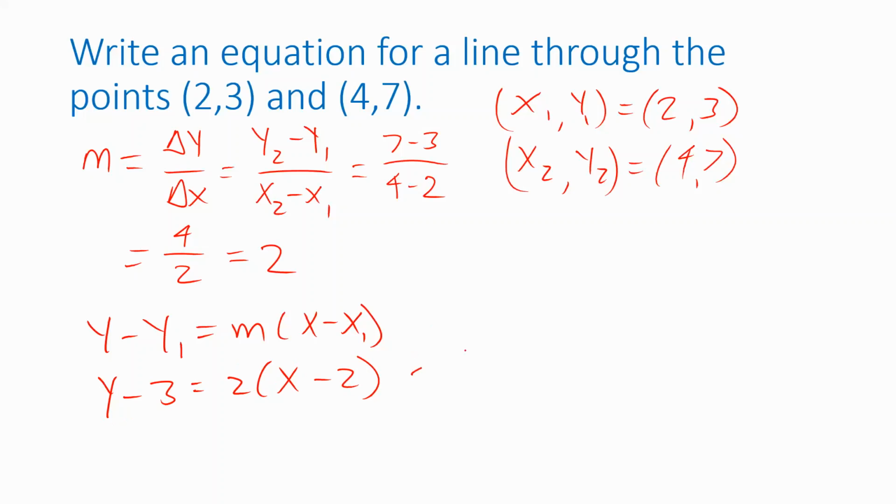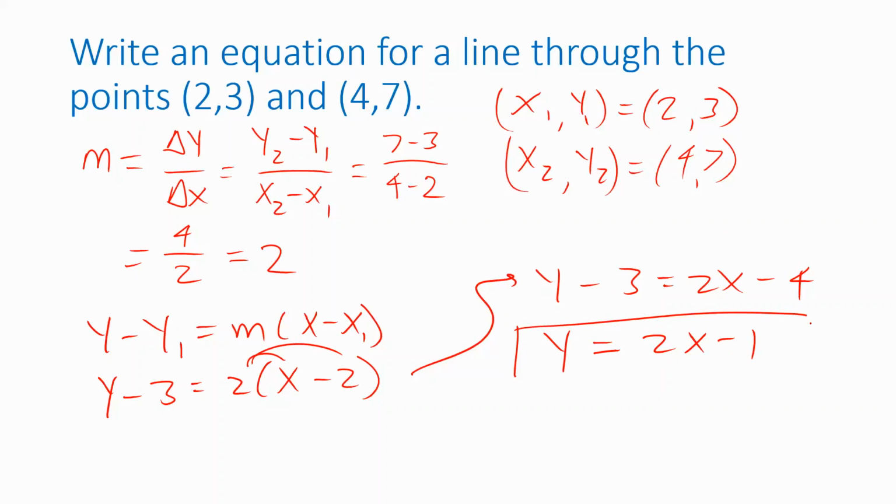And if I isolate y here, I start by distributing this multiplication by 2, so I get 2x minus 4. And then I add 3 to both sides. Negative 4 plus 3 will be negative 1. And there's an equation for the line through those 2 points.